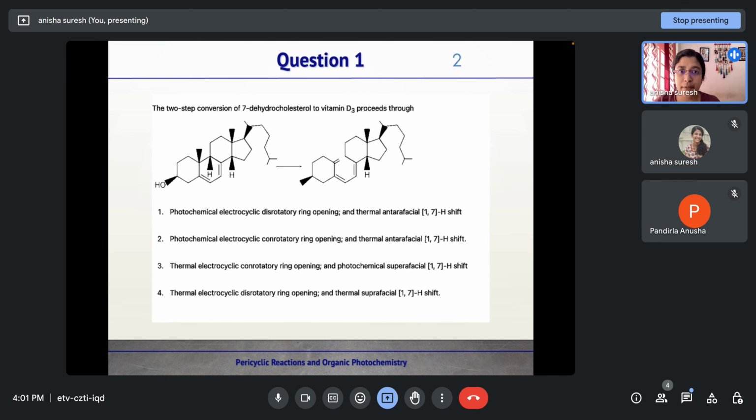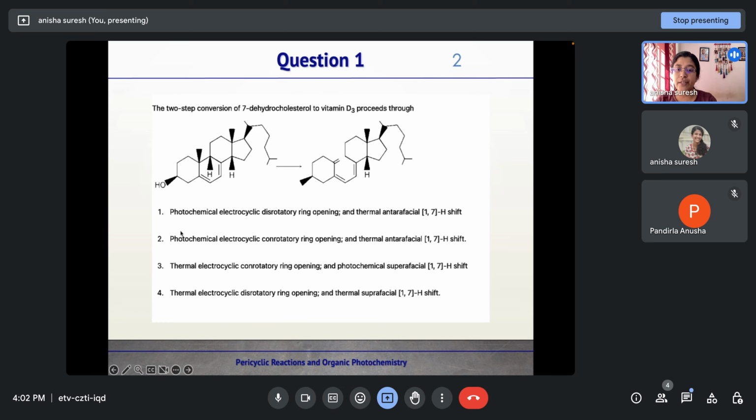Coming to question number 1 of this week 7 tutorials. The two step conversion of 7-dehydrocholesterol to vitamin D3 proceeds through. So this is given as 7-dehydrocholesterol and this is vitamin D3. They are asking, this is a two step conversion, and what are the two steps that are taking place here?